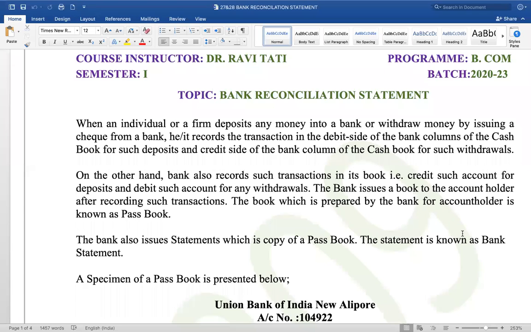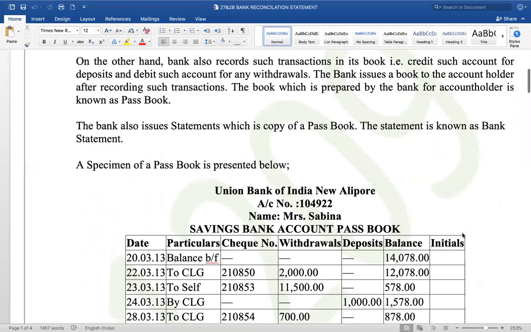It is done by the firm, and it is done by an individual also. Just as you, as an individual or a company, record these deposits and withdrawals in your cash book, the bank also records the withdrawals and the deposits. The record that the bank maintains is known as the passbook, and a copy of that passbook is given to you.